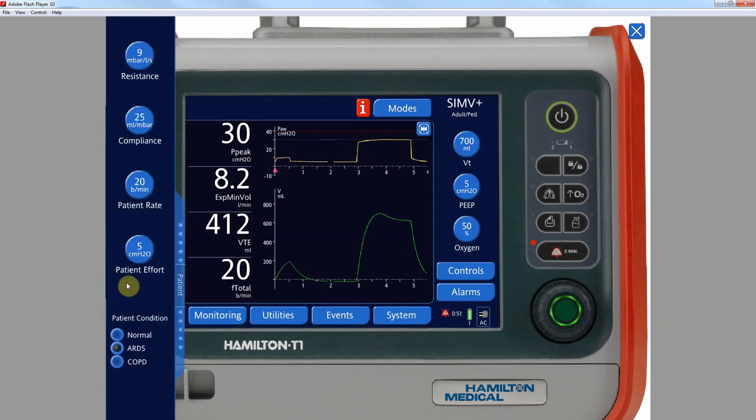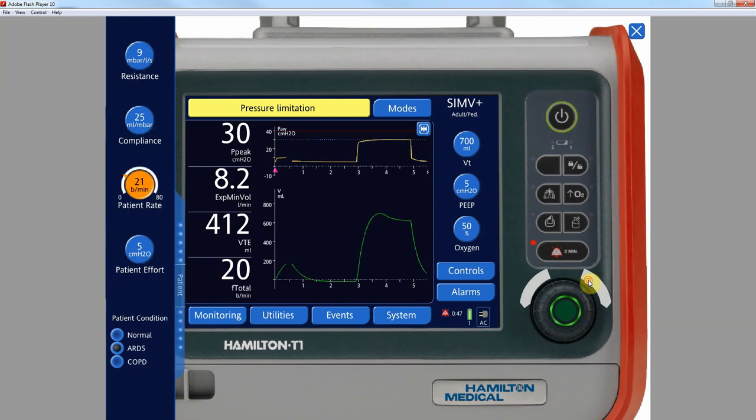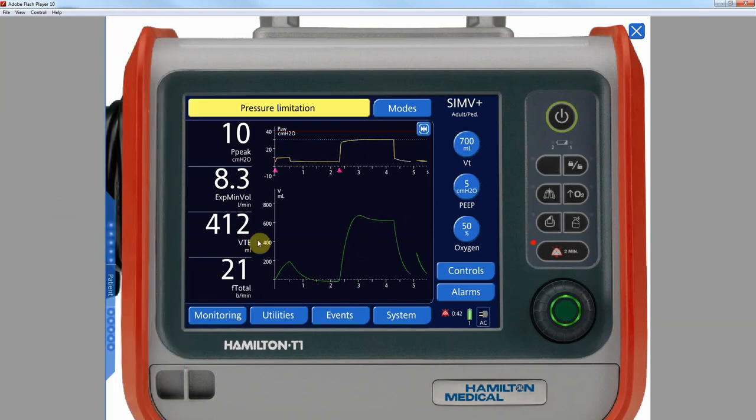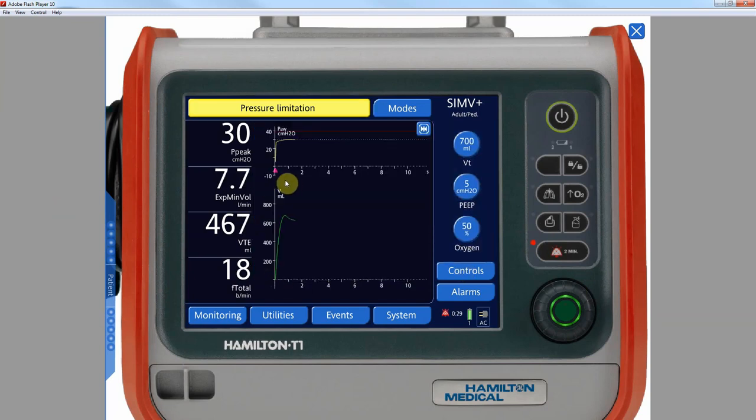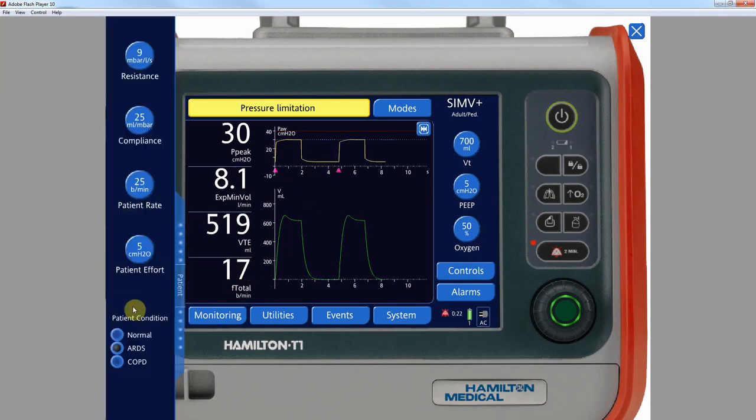Let's increase the frequency. Confirm. Yeah, so they're breathing at a rate of about 20 times a minute. P support is 5. So what it should look like is they shouldn't be getting all of this pressure. I'm not sure. Oh, let's make the condition normal there.